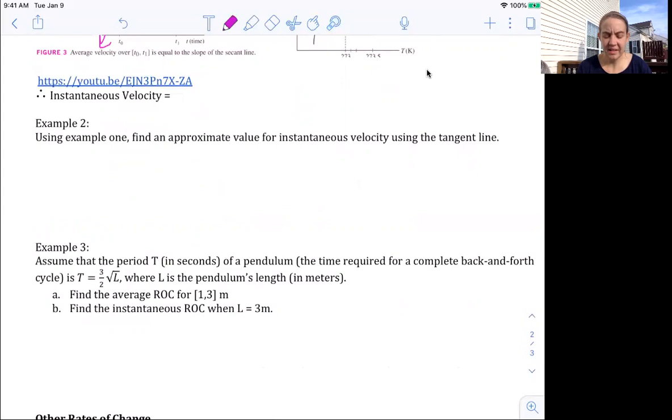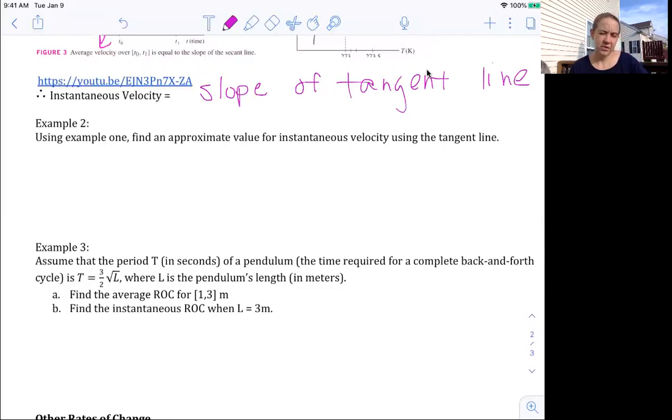So what is that instantaneous velocity? Well, the instantaneous velocity is the slope of the tangent line, and I think I ruined that already. I told you in the step up above. It's the slope of the tangent line. So average velocity, slope of the secant line. Instantaneous velocity is the slope of the tangent line. So example 2, using example 1, find an approximate value for the instantaneous velocity using the tangent line.